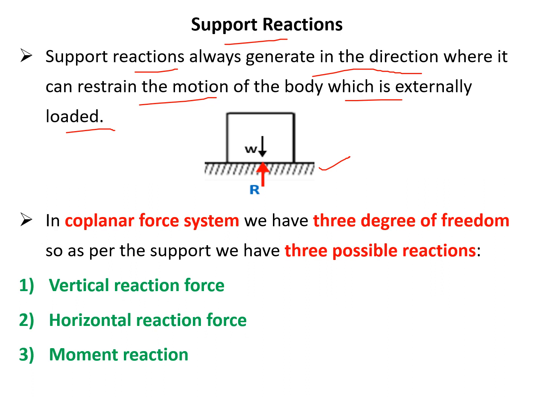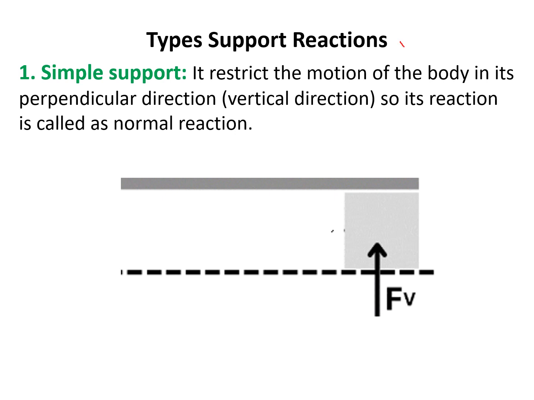If we talk about the coplanar force system, in the coplanar force system we have 3 degrees of freedom. So as per the support we have 3 possible reactions. As per the support it may be a vertical reaction force, it may be a horizontal reaction force, or it may be a moment reaction. Or we have a combination of these 3. We will check in the coming slide how the support reaction generates according to the type of support. So now we talk about the types of support reactions.